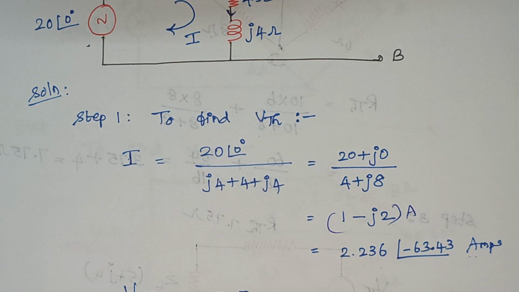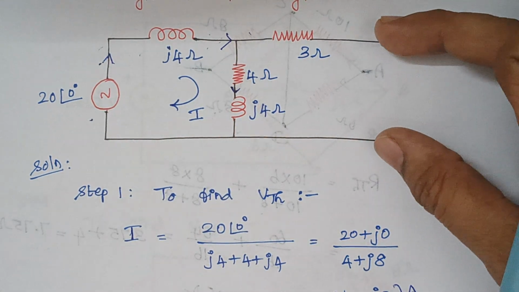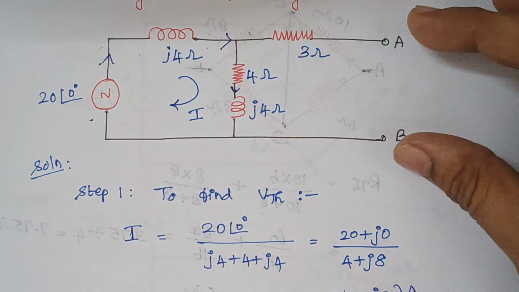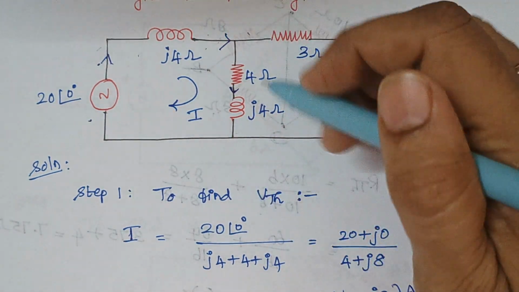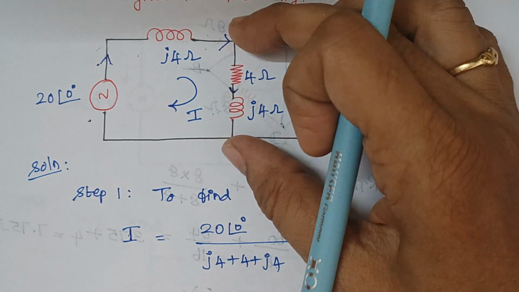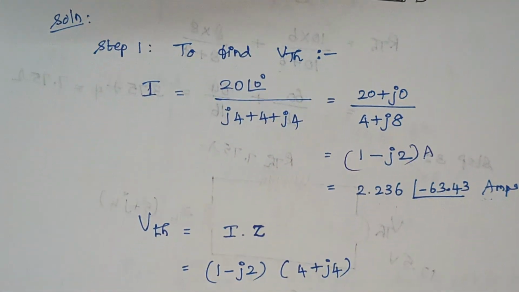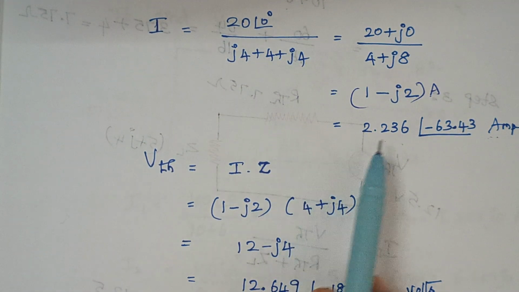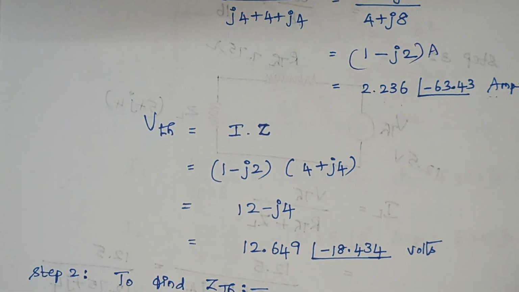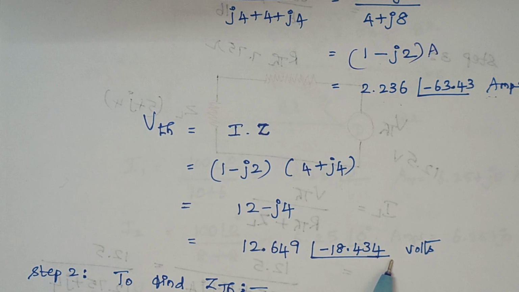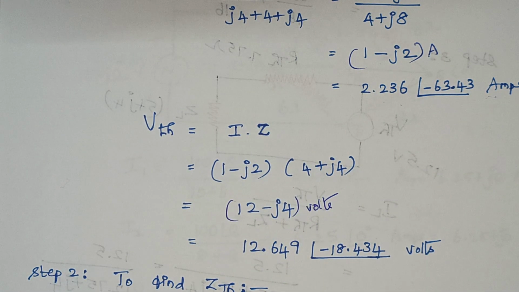Then the next thing is we need to calculate Thevenin's voltage, that is the voltage across the terminal AB. This voltage across terminal AB is nothing but the voltage across this set of resistors and inductors. We know the value of current and the value of impedances, so just substitute them. V is nothing but I into Z. This is the value of I and this is the value of Z. Once you substitute the values, we end up with the final answer like this. This is the rectangular form and this is the polar form.